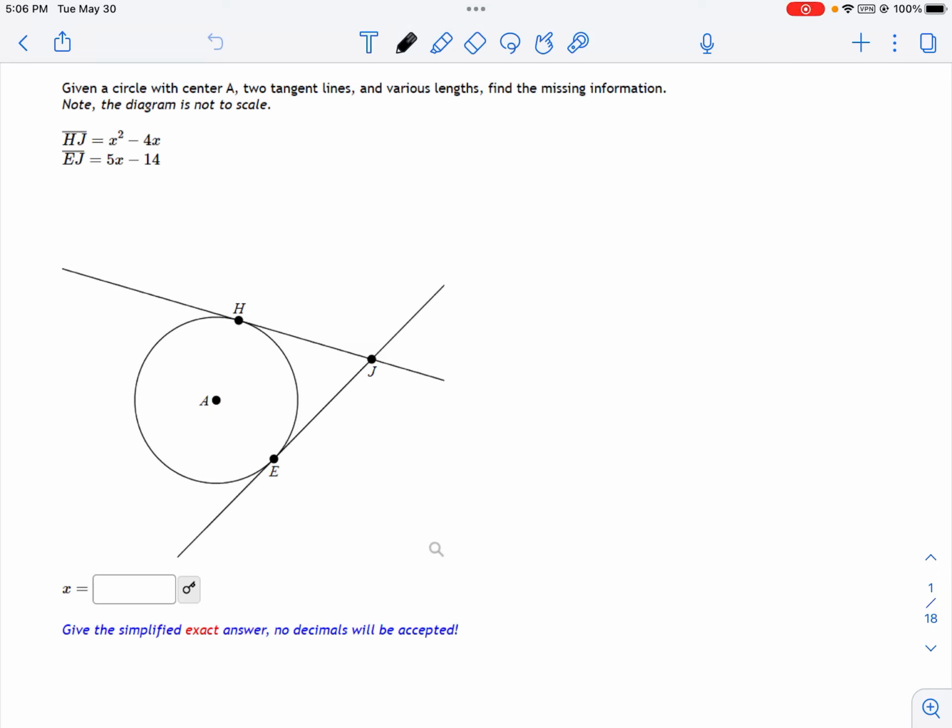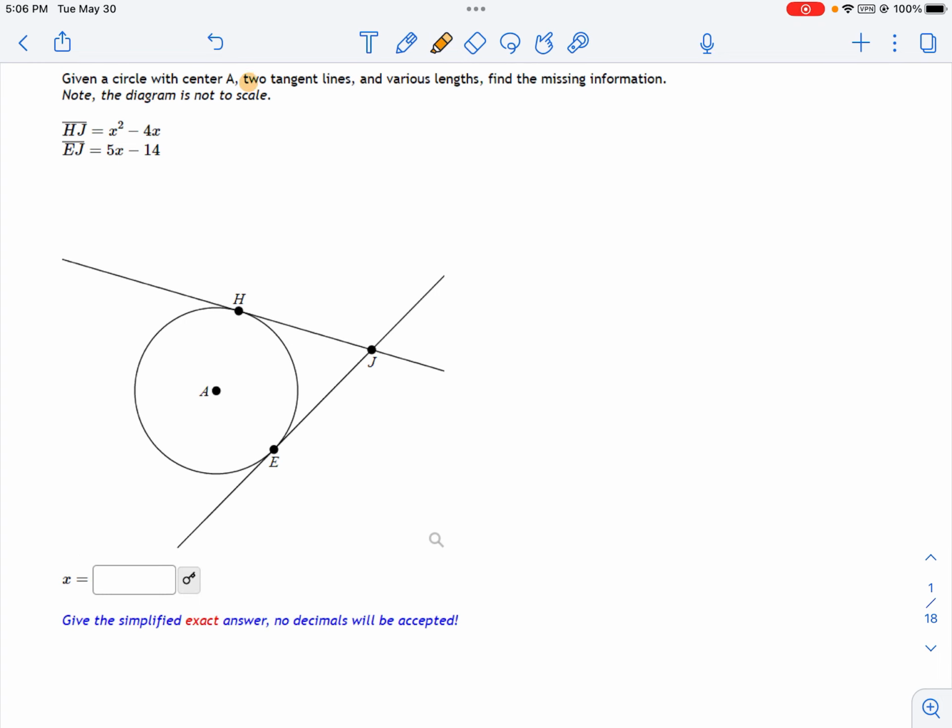Hello and welcome. Given a circle with center A, two tangent lines and various lengths, find the missing information. Essentially, we're going to be solving for x here. Now, what we're looking at is two tangent lines.